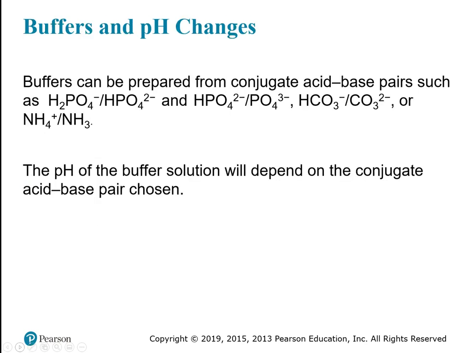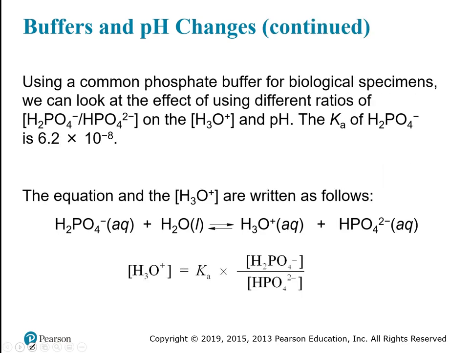You can use all kinds of conjugate acid-base pairs to make buffers. Phosphate buffers are very common, which are these two here. You'll also see bicarbonate and carbonate acid-base pairs, and that's kind of similar to what you see with blood. The pH of the buffer solution is dependent on which acid-base pair you choose. So you choose the one that's closest to the pH you're trying to maintain.